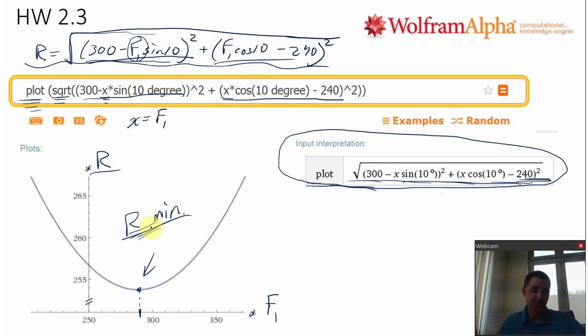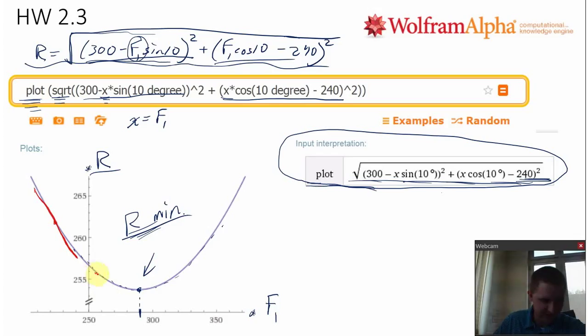Okay, so I can actually solve for that mathematically by saying, when does the slope of this curve actually equal 0? Okay, so what's the slope of the curve here? Let's draw a line tangent to the curve. You can see it's negative. As we go from left to right, it's sloping down.